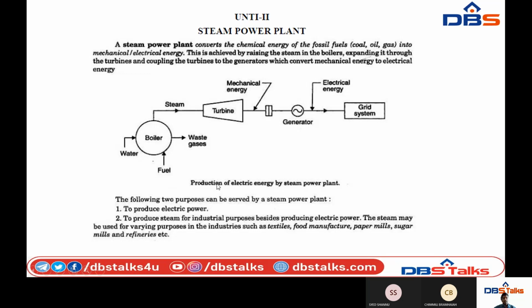Next, what are the purposes of using a steam power plant? We get the following two purposes. The first one is to produce electrical power, that is, electricity generation. After that, to produce steam for industrial purposes, such as textiles, food manufacture, where we are using steam for maintaining the firing, and paper mills, sugar mills, refineries, etc.